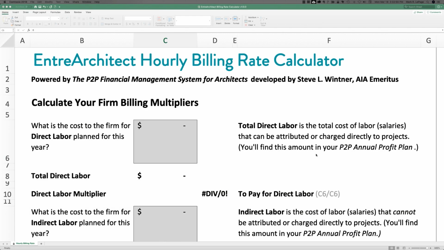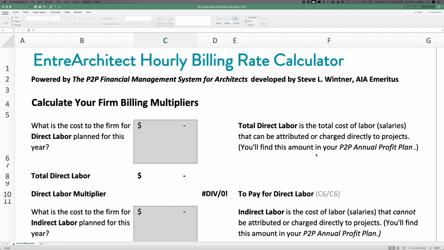Okay, let's review the EntreArchitect Hourly Billing Rate Calculator. It's powered by the P2P financial management system for architects, developed by my friend and mentor, Steve Wintner, AIA Emeritus. He's an architect, a management consultant, and the co-author of the book Financial Management for Design Professionals, The Path to Profitability. And by the way, that's where the P2P comes from.